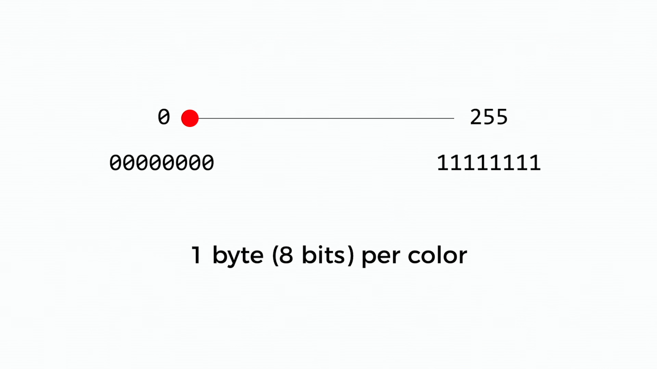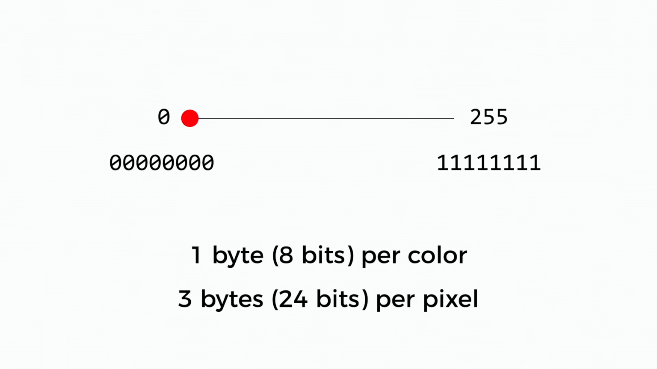Well, 0, represented in binary, is just 0, as you might imagine. And 255, represented in binary, is 8 ones, which means that for each color value, we can use 1 byte, or 8 bits, for each color: red, green, and blue. And since we have 3 of those, we can use 3 bytes, or 24 bits, per pixel. So if you've ever heard the term 24-bit color, that's what this is referring to.